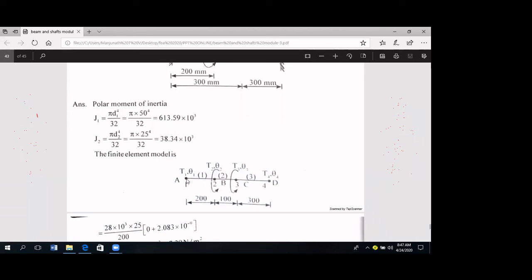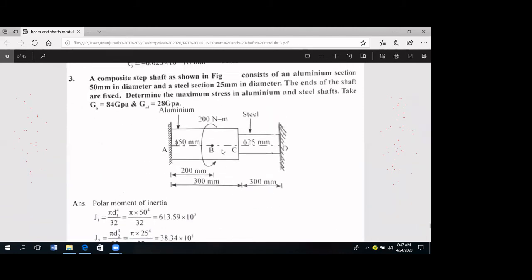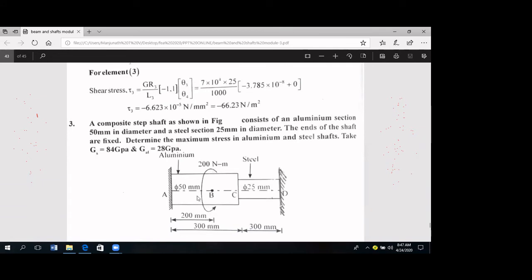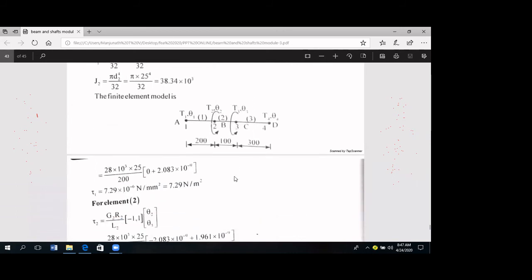At node number 1, the torque applied is T1 and the rotation is theta 1. At node number 2, T2, theta 2. At node number 3, T3, theta 3. At node number 4, T4, theta 4. So here you can see the torque is applied only at B. It is not applied at node number 3.